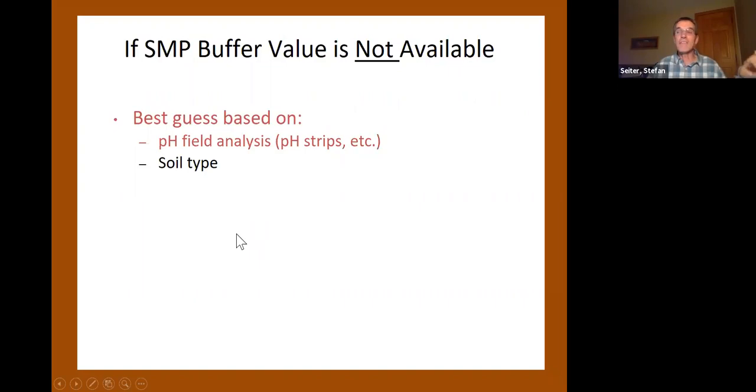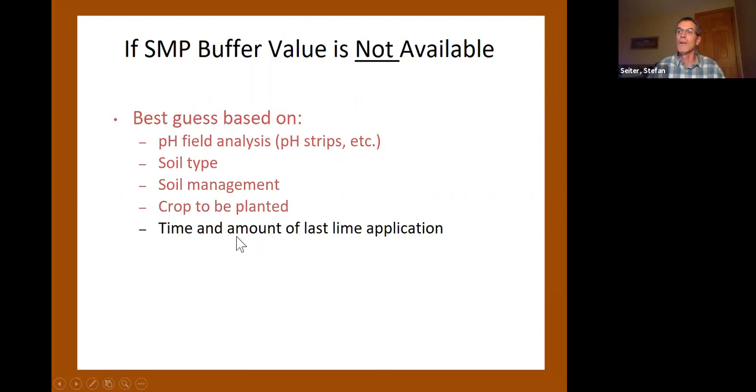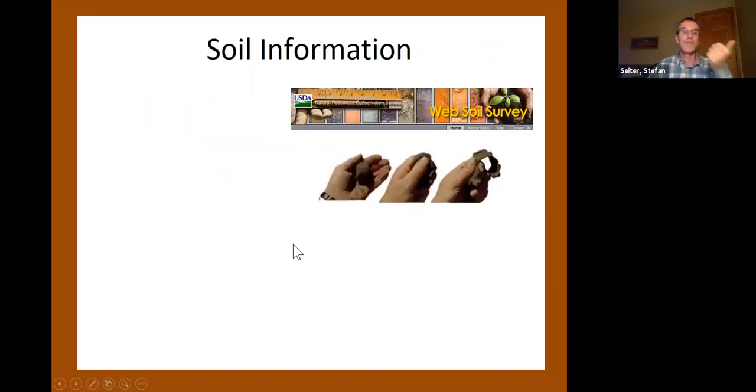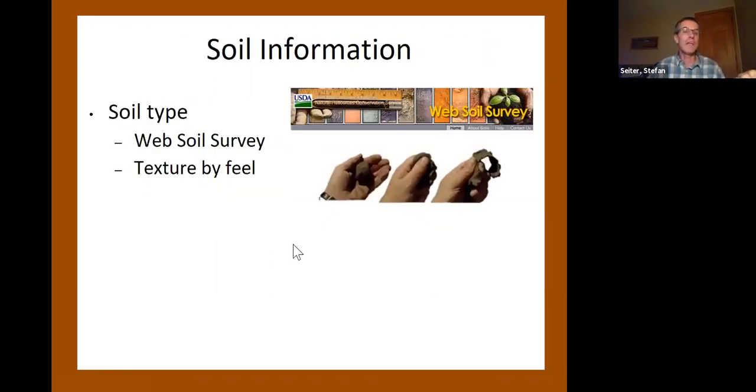So the other thing is that you can look at the soil type, you can look at soil management, and you can look at the crop that needs to be planted. And I want to talk about those just a little bit more. And as I said, you look at the time and amount of the last application. And so soil information is really, really important.